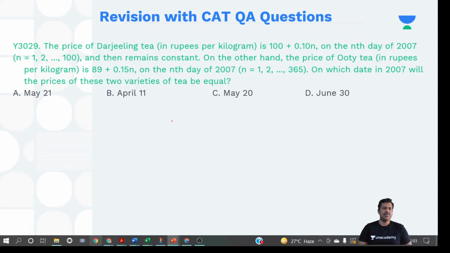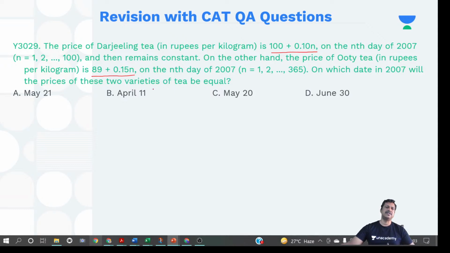So you can write the answer in the chat box. The price of Darjeeling tea in rupees per kilogram is 100 plus 0.1 into n on the nth day of 2007, where n is from 1 to 100 and then remains constant. On the other hand, the price of UTT in rupees per kilogram is 89 plus 0.15 into n on the nth day of year 2007, where n is 1, 2, 3, 4 up to 365.